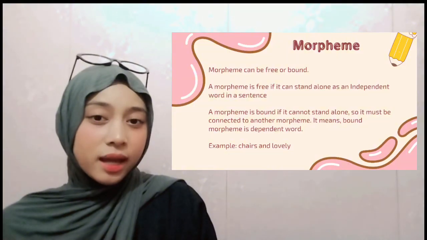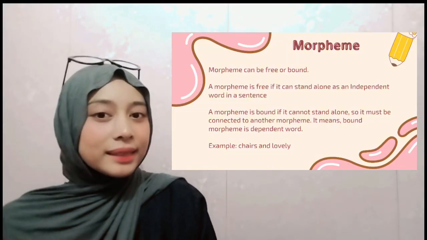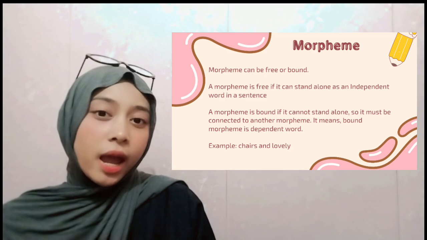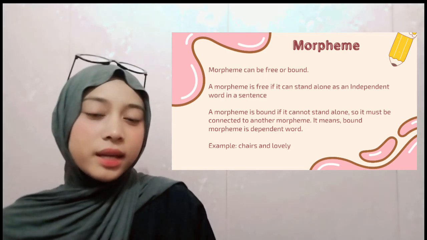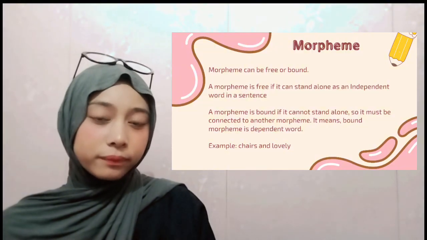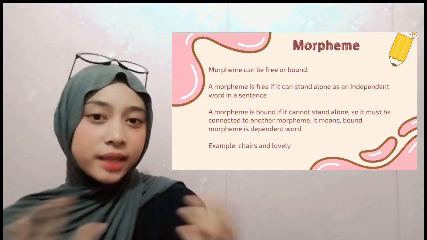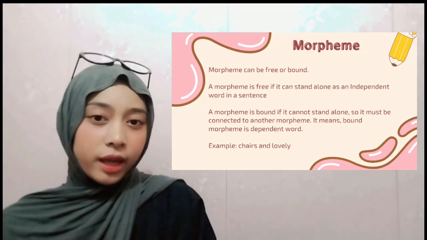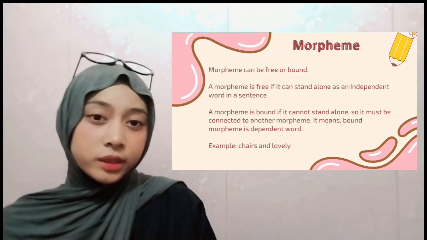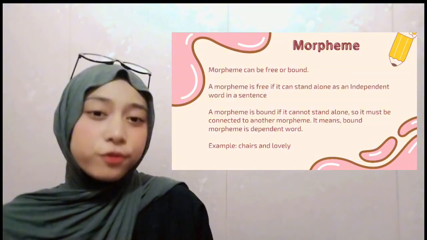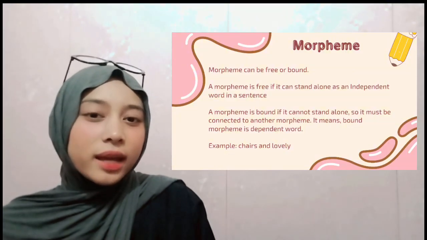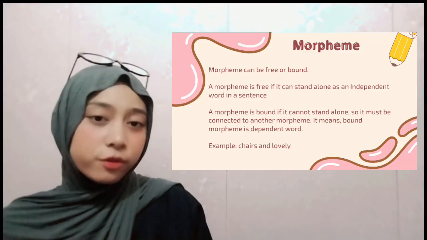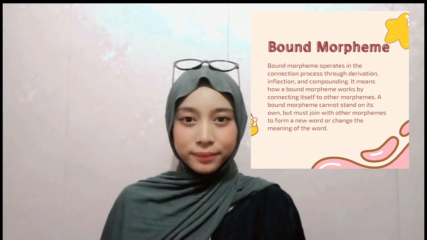For example, the word chairs: chair is the root and a free morpheme, and s is an affix and a bound morpheme. In another example, the word lovely: love is the root and a free morpheme, and ly is an affix and a bound morpheme. Let's talk more about bound morphemes.